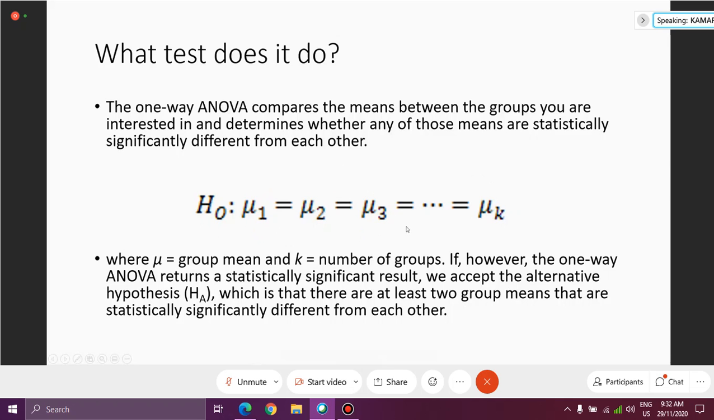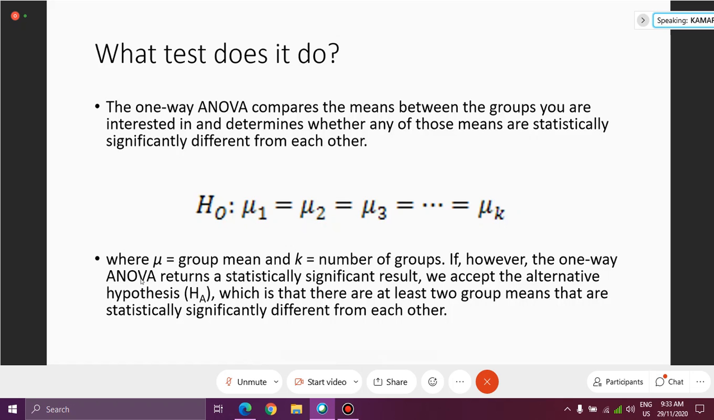And to say whether there is a difference or not, we will perform what we call the one-way ANOVA test. In the one-way ANOVA test, there is a test that we perform, which is the F test.